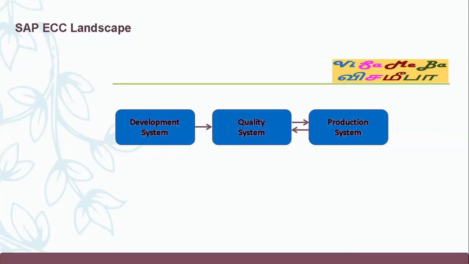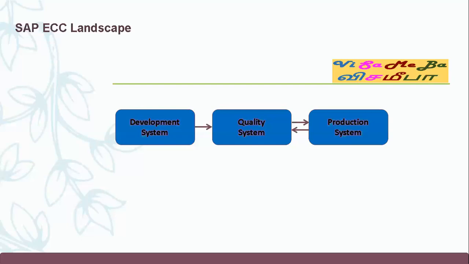And once that's done, the customization is moved into the production system, and that's where the day-to-day transaction data is stored. Now, if you see here, the customization, which is done in the development system, is moved to the quality system. That's why you see an arrow going from the development system to the quality system. And from the quality system, once it's tested and signed off, it is moved from the quality system to the production system.